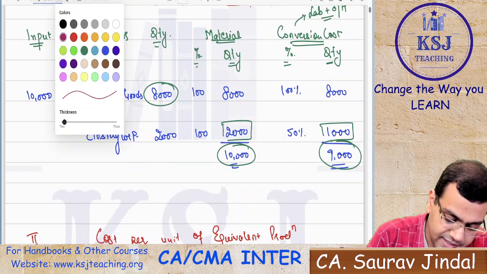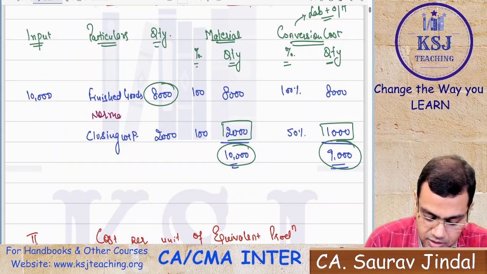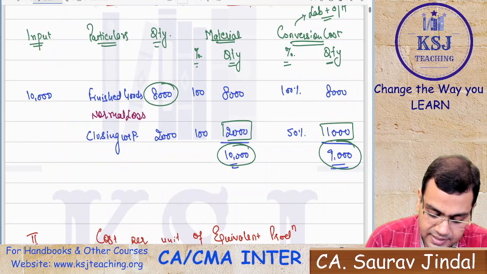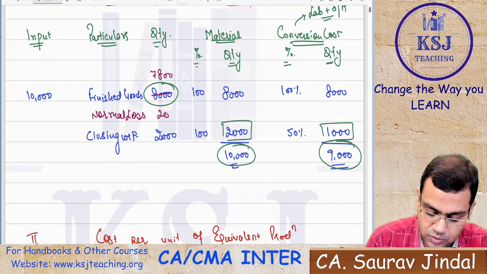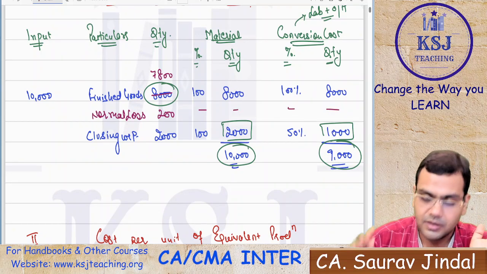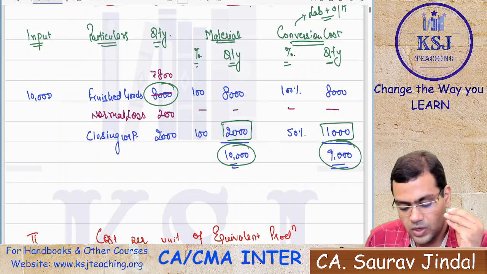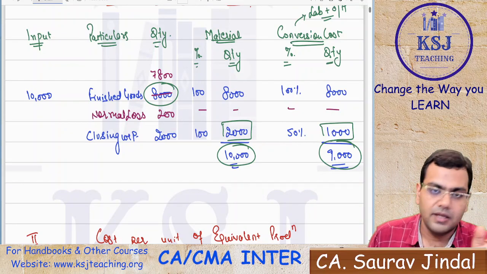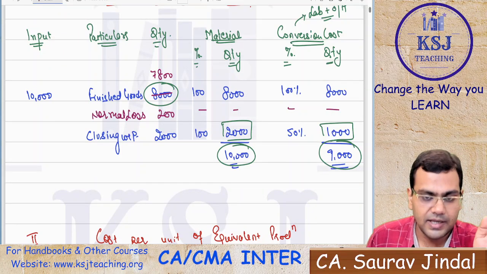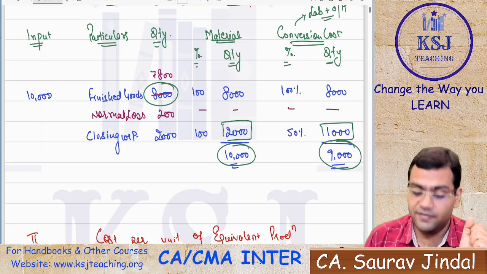Sir, in case there is normal loss, let's say the finished goods is 7,800. So there is a normal loss of 200. What will you do with this? Nothing, sir. Absolutely nothing. Nothing to be taken in the equivalent production. Only and only the quantity is to be taken. That's it.